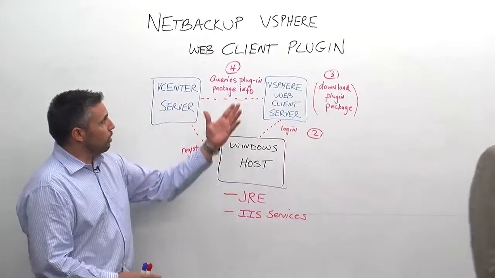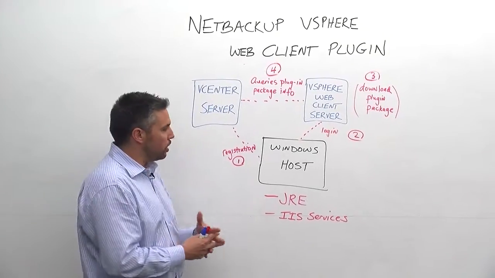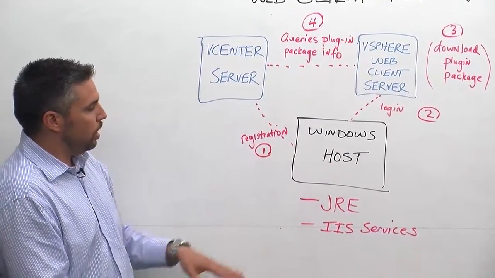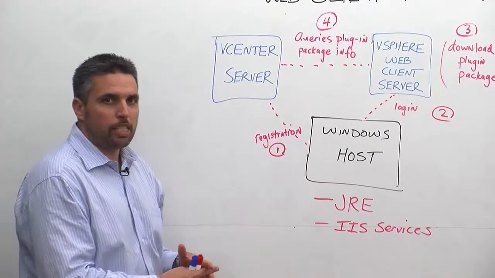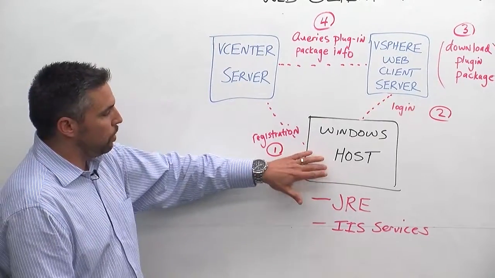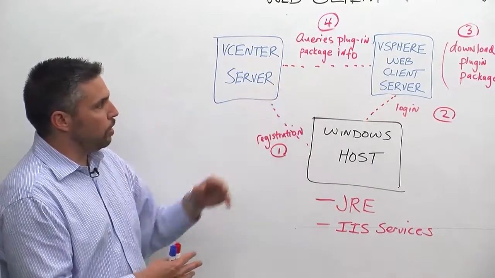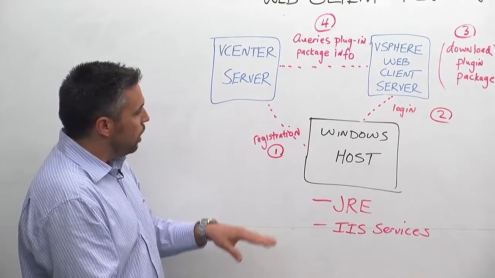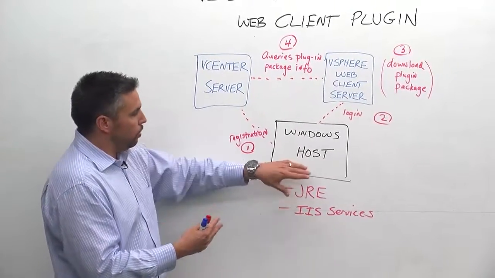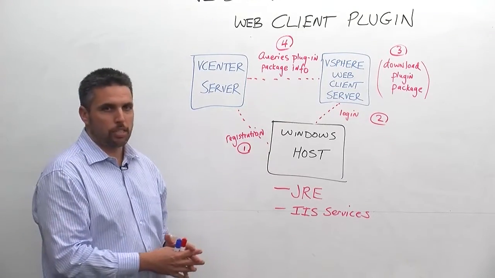Thanks, Derek. As Derek mentioned, the web client plugin, I'm going to walk us through what it is architecturally. It requires a Windows host, Java Runtime Environment 1.7, update 55 or later, and IIS services must be installed on the Windows host. This will simply allow for some of the communication that occurs between the web client and the vCenter server. Additionally, there's a download package for the web client that you'll download and place on the Windows host to ensure that some of these processes occur.